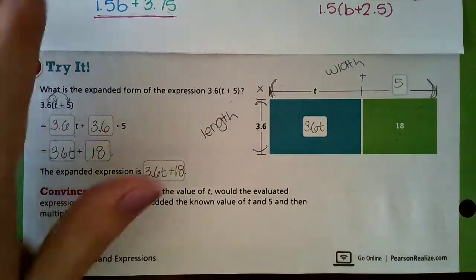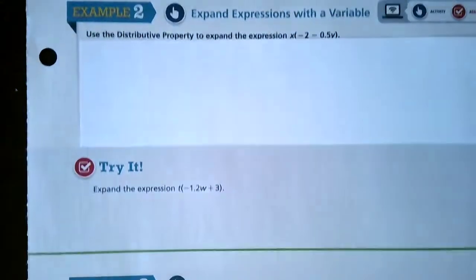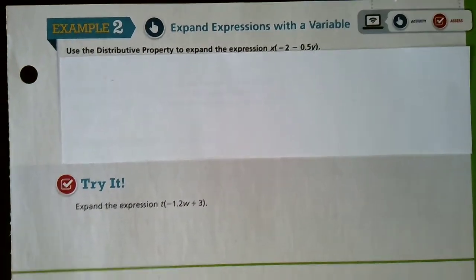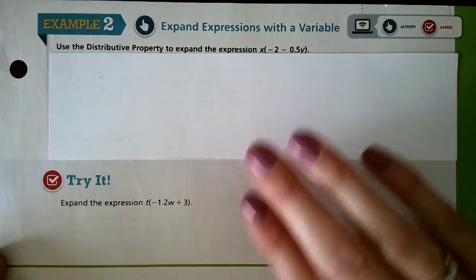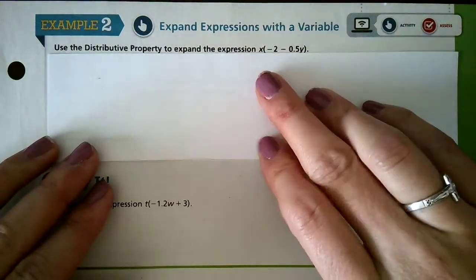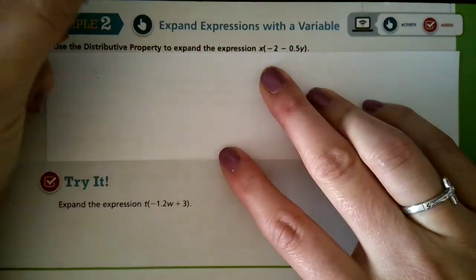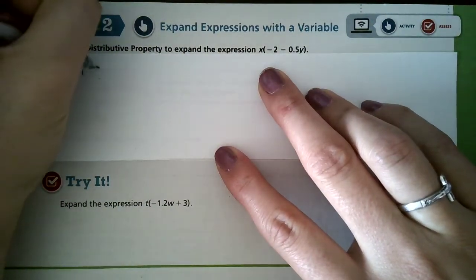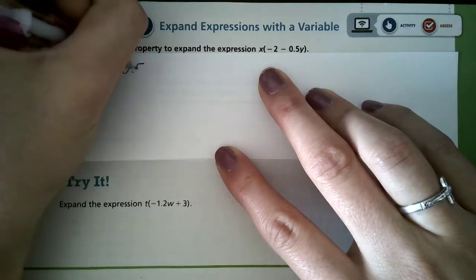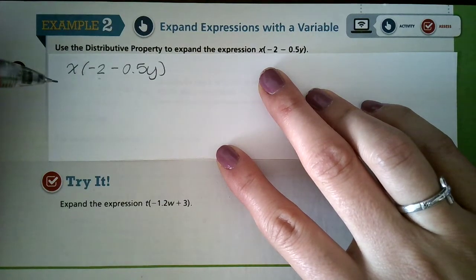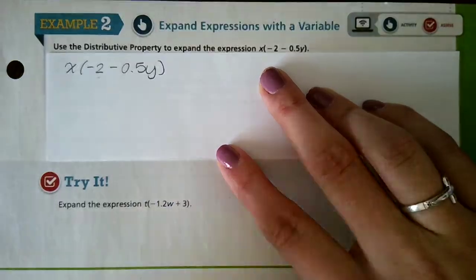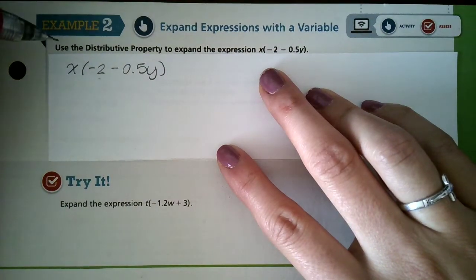Okay, let's go on to example 2. I'm going to scoot this up a little bit. Okay, so example 2, all we're doing here is just practicing using the distributive property. So we're starting with this expression. I'm just going to rewrite it. This one's kind of special because we have this x on the outside this time. Last time we had 1.5, so we have a term now instead of a number.